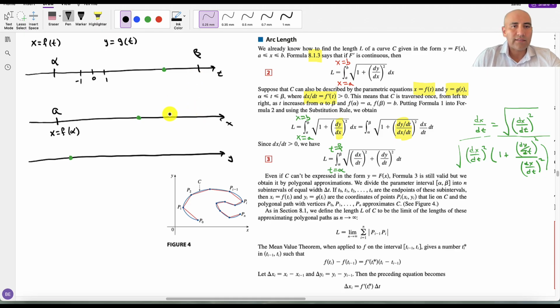Let's say x ends over here, and this is going to be some value b, which is the result of plugging beta into the f function, which results in a b value. So t will range from alpha to beta, whereas x will range from a to b.